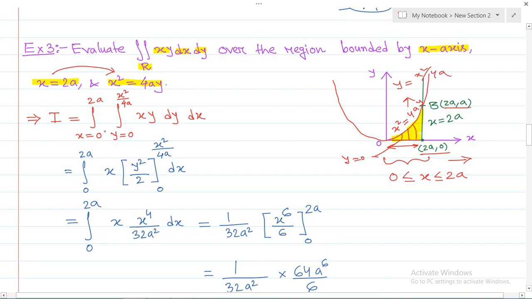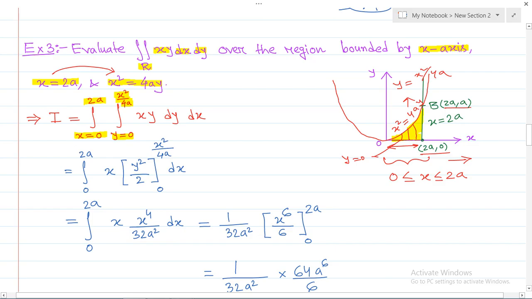So we can come to the limits now. What is the limit of x? x is varying from 0 to 2a. And what is the limit of y? y is varying from 0 to x squared divided by 4a. The integral is x times y dy dx.